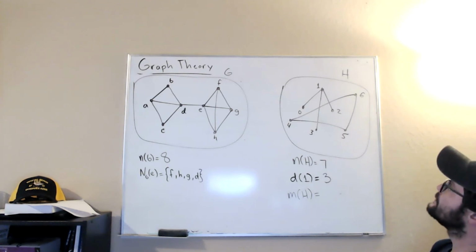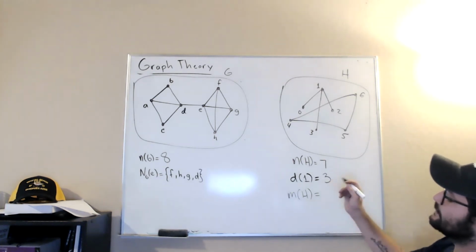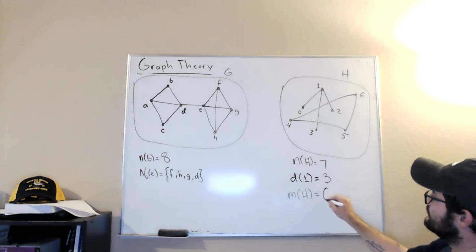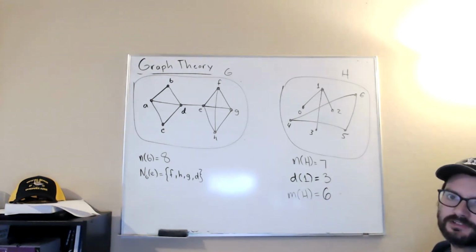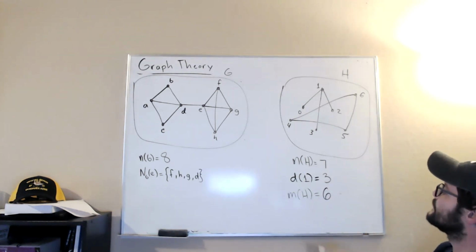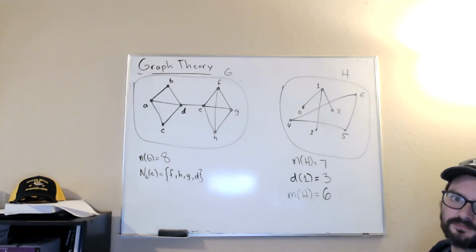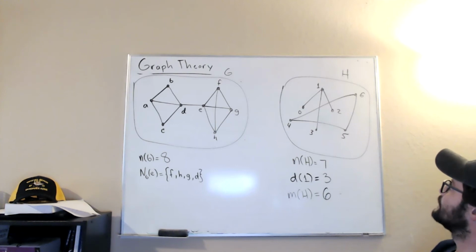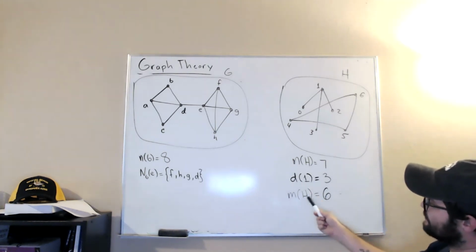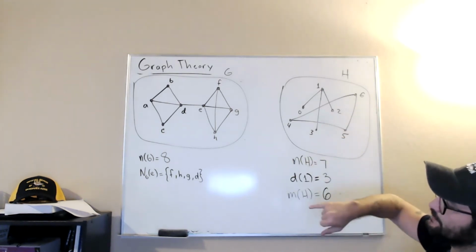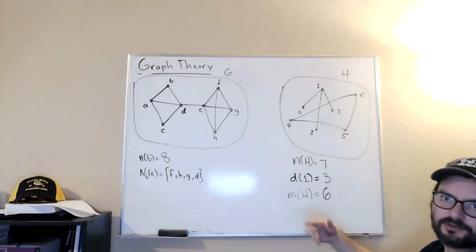So the size of graph H is not the vertices, it's the number of edges. So it'll be 6. There's 6 edges. Typically, uppercase letters will denote sets and actual graphs, whereas lowercase letters and numbers will denote the vertices of a graph.